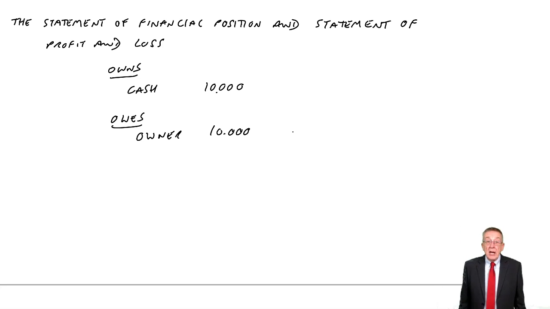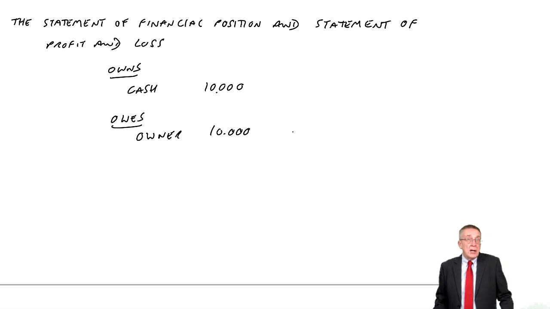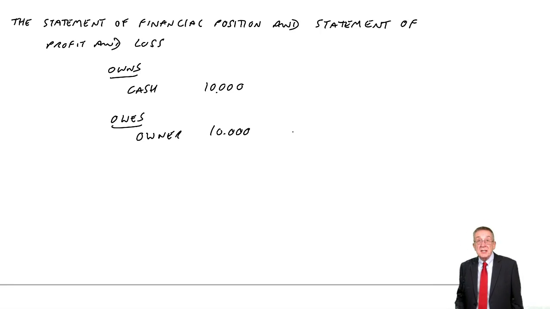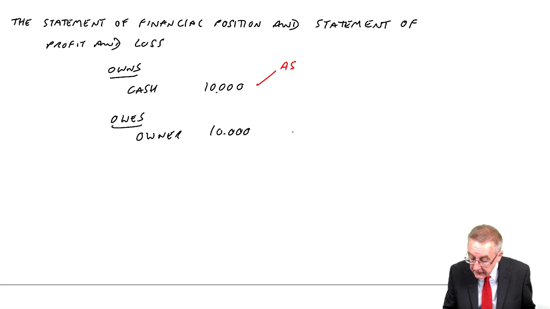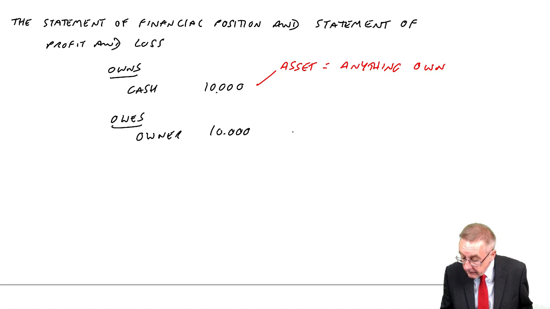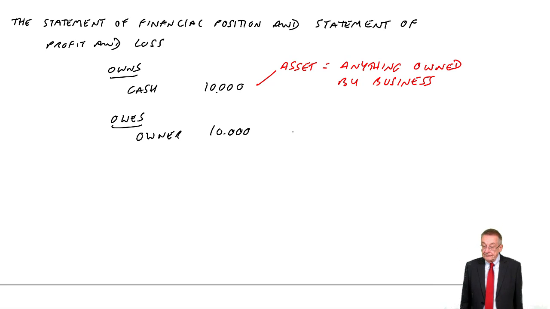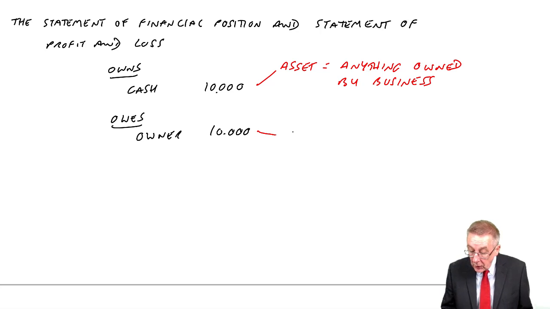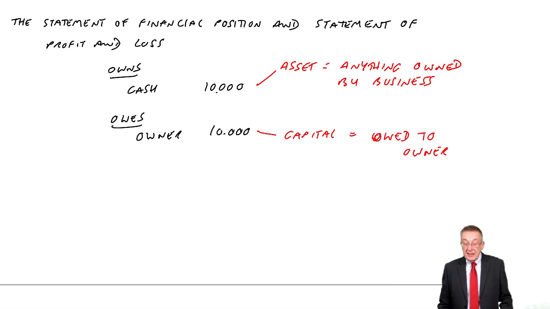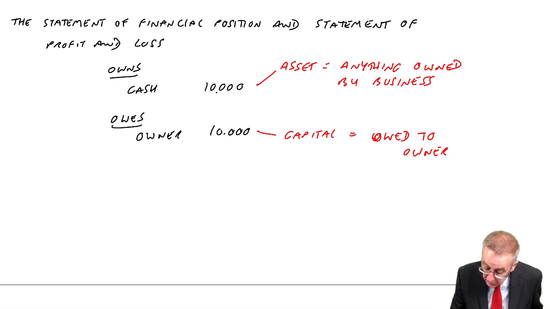Before I go any further, two bits of terminology, and that's another use I'm going to make of this chapter, to get through a lot of the terminology that's involved. First of all, I've said the business owns 10,000. Well, we call that an asset. An asset is anything owned by the business. So we have assets of 10,000. At the same time, we owe the owner 10,000. Money owed to the owner we call capital. If money's owed to the owner, it's capital. So there we are. I said this was nice and straightforward, but there's the first one, A.